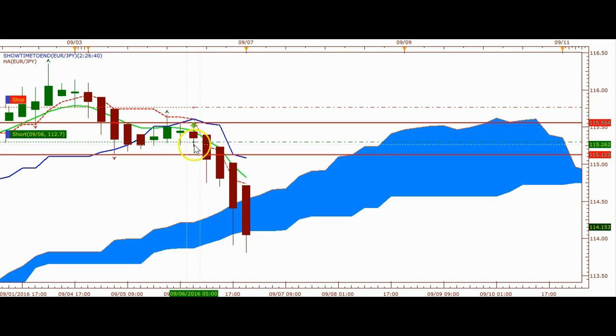All right, and then also you had a violation of this level right here, which was this indecision candle that we're looking at. Let me draw it real quick just so you make sure you see what I'm looking at. This candle right here, I wanted to get a close below that point or a break below that point, and we got that, and then we got a bearish candle here, and that's where I took the trade. You can see my entry is right here.